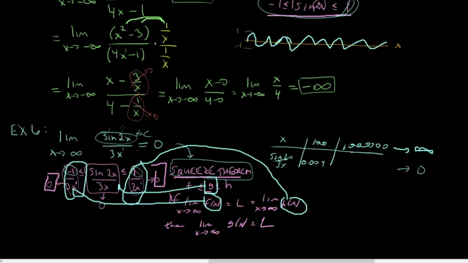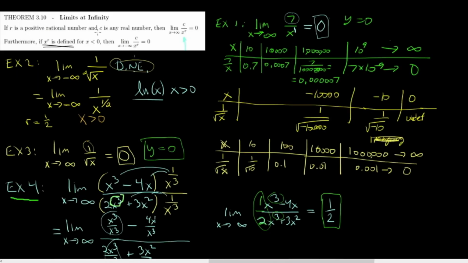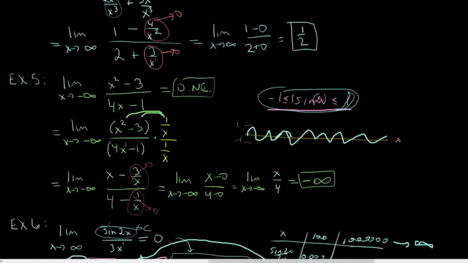Okay, so I hope that helps. Again, I'll make another video and we'll do a couple more examples using this property here. But for now, I hope this gives you at least the idea of how to calculate limits going to infinity or -infinity.